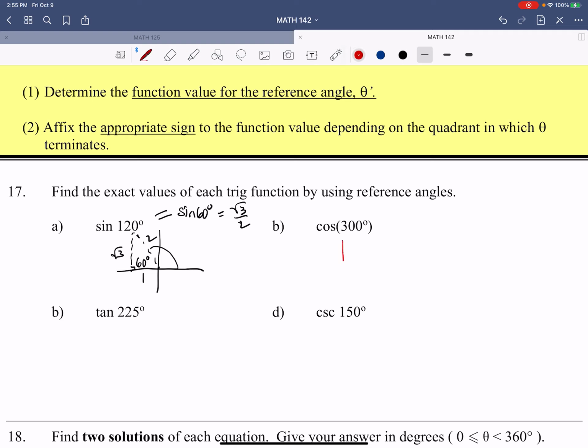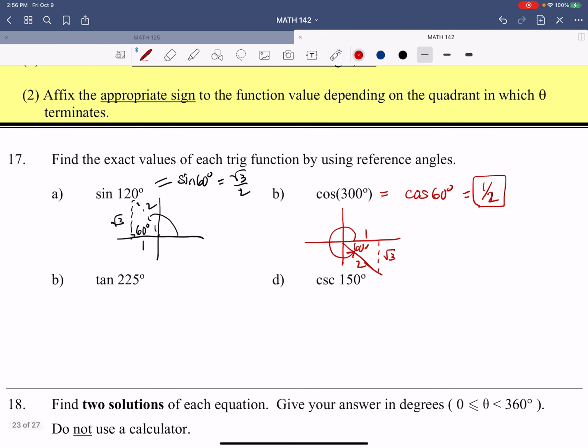Cosine of 300. Let's take another look here. 300 is all the way around the world except for 60 degrees. On that same special triangle, the square root of 3 is opposite to 60, that's a 1 and that's a 2. So cosine of 300 is going to be the same as cosine of 60. Because it's in the fourth quadrant, cosine is positive. Cosine of 60 is 1/2, so cosine of 300 is also 1/2. Looking at tangent of 225. I think I've managed to pick non-interesting examples here. We'll get there.